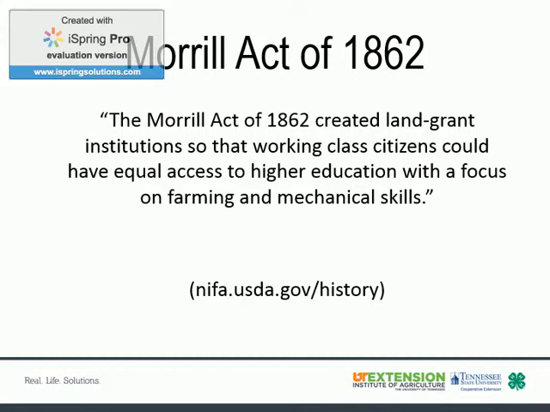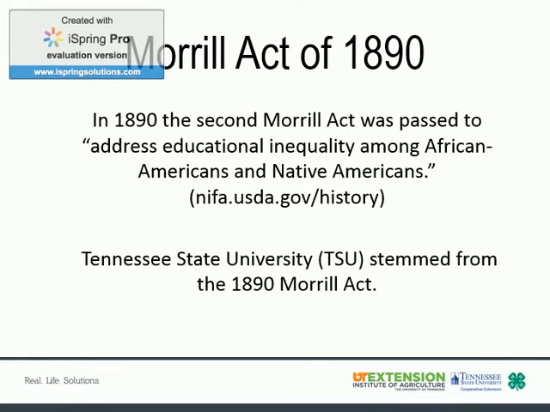The University of Tennessee, Knoxville, formed their Institute of Agriculture from the 1862 Morrill Act. In 1890, the second Morrill Act was passed to address additional education inequality among African Americans and Native Americans. TSU stemmed from the 1890 Morrill Act.